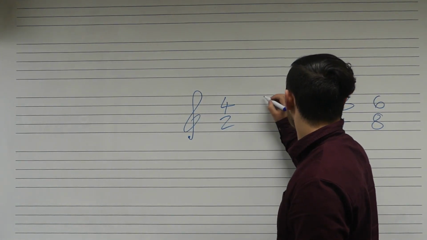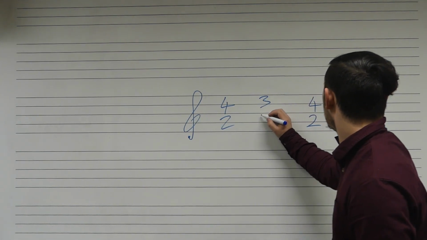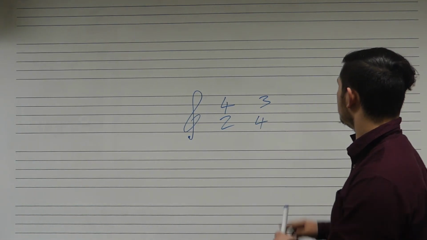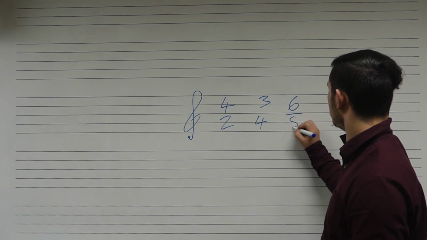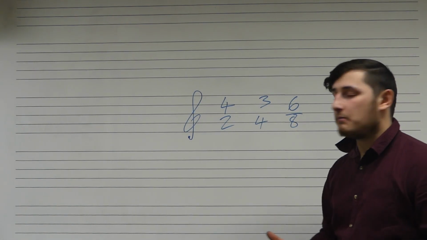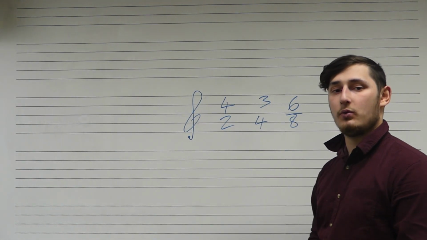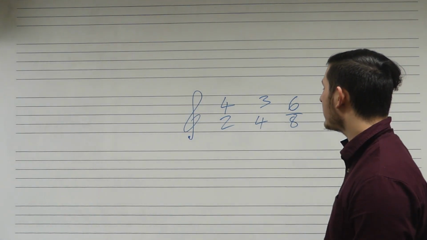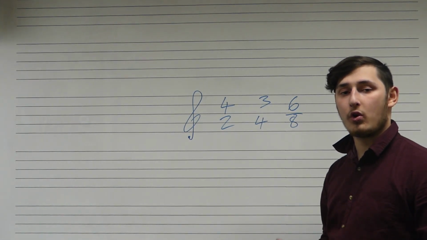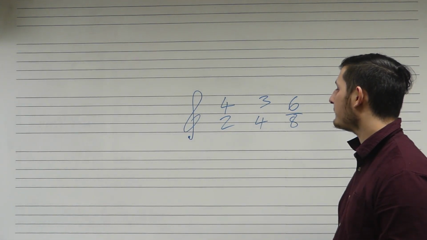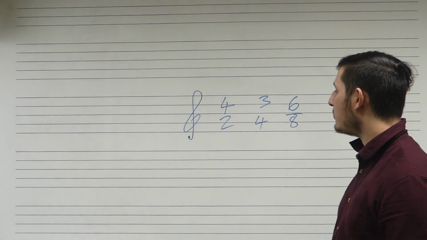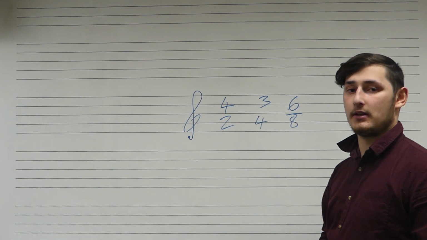Next, we have a 4/2 time signature. The 4 at the top means that we have a simple time signature. The 4 at the top also means that we have a quadruple time signature. Therefore, 4/2 is a simple quadruple time signature.